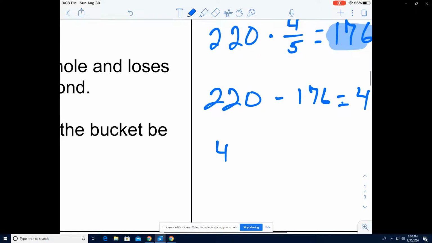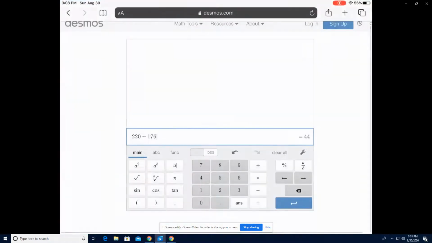Well, it loses a half an ounce per second. So I can take 44 and divide that by 1/2. I'm going to use the calculator too, but you also might remember that for fractions, you're going to keep the first one, change it to multiplication, and flip the fraction, which 2/1 is just simply 2. But we can enter division into the fraction. So we're going to do 44 divided by 1/2. And I get the number 88.